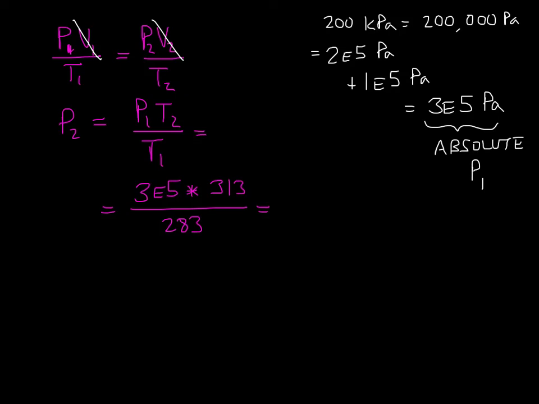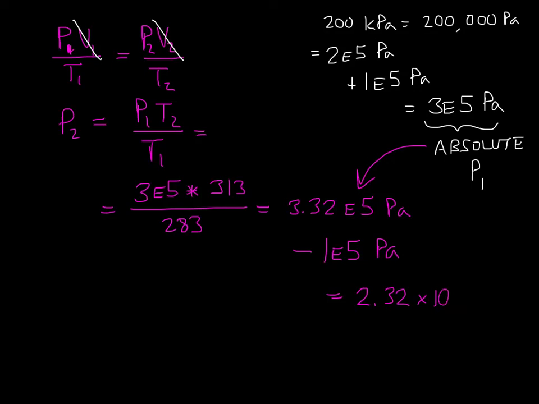That gives you a final absolute pressure of 3.32 times 10 to the 5th pascals. So this, too, is an absolute pressure for P2. So to get the gauge pressure, we want to subtract off the atmospheric pressure of 1 times 10 to the 5th pascals, which leaves you with 2.32 times 10 to the 5th pascals for the gauge pressure inside the tire.